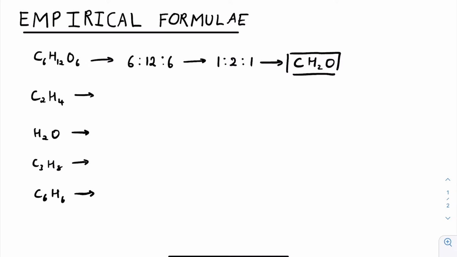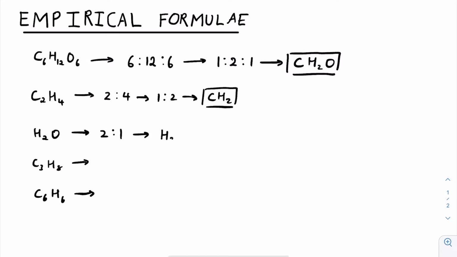And we can do the same thing for the other ones. So for C2H4, just write down the ratio, which is 2 to 4, which is equal to 1 to 2. So the empirical formula of what is ethene in this case is CH2. So in this case, we have to just try and get each of the compounds down to their simplest form. Now we have H2O over here. So the ratio is 2 to 1, which cannot be simplified any further. So the empirical formula of H2O is still H2O.